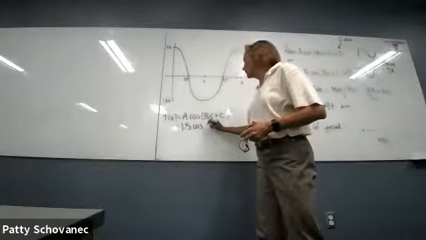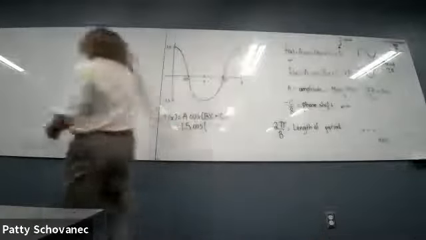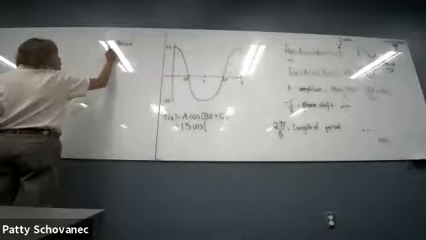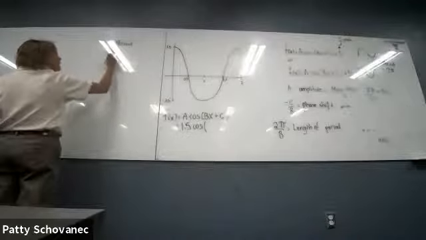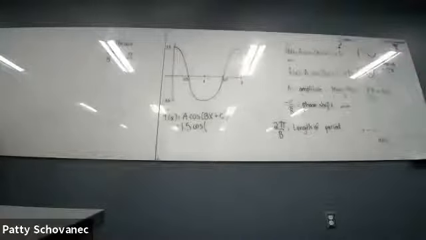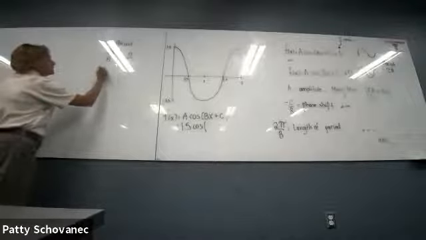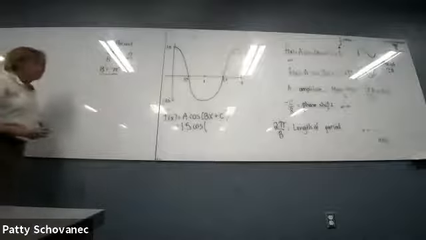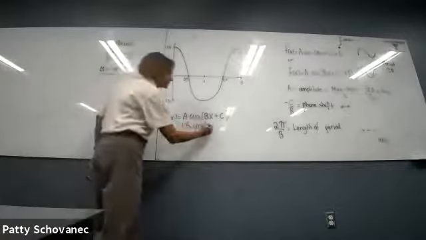How long is the period? 2. So 2 pi divided by B has to simplify to 2. What does B have to be? B is pi. Get that pi to cancel. So I'm going to put a pi right here.